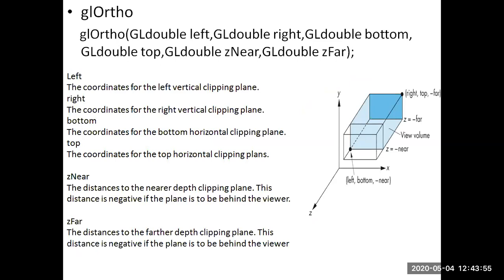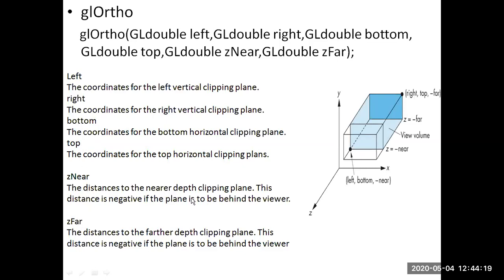So with glOrtho, we can set what is the clip window size, that is the view volume size, in case of displaying the 3D object. So you can understand here, the left is the coordinate of the left vertical clipping plane, and right is the coordinate of the right vertical clipping plane, and then we have bottom, top, Z near, Z far.